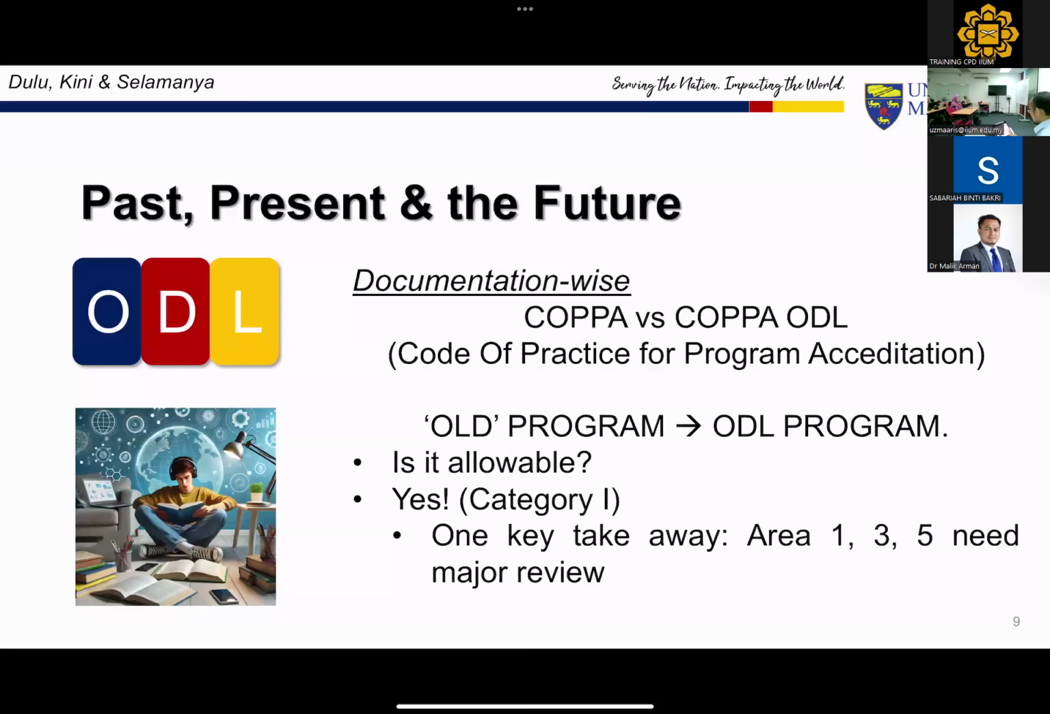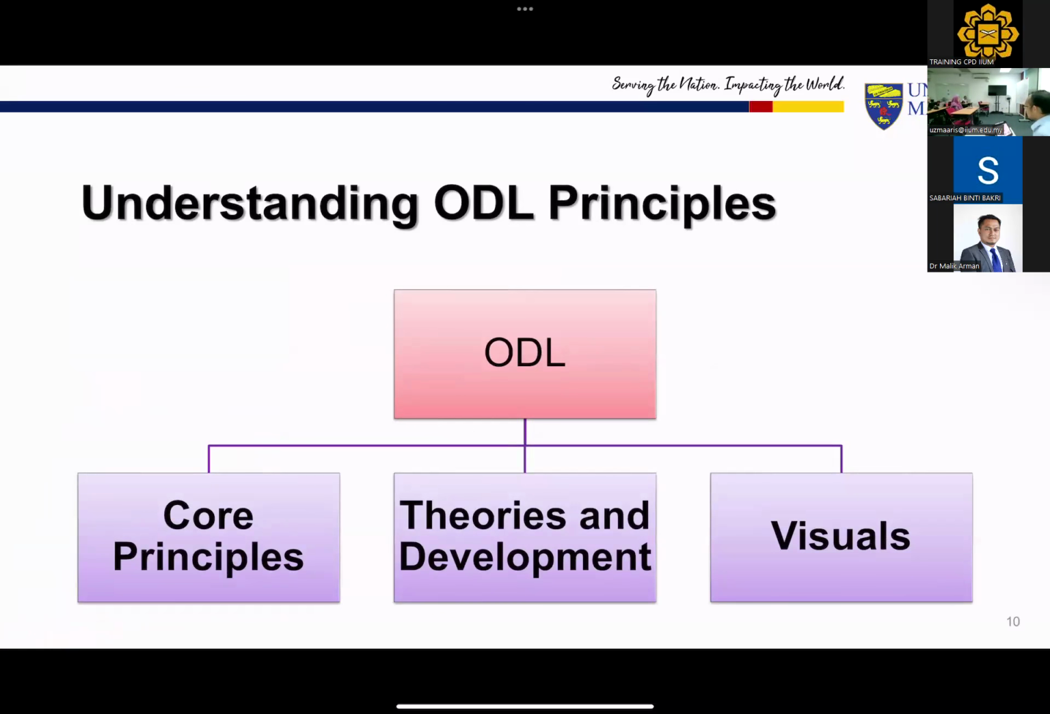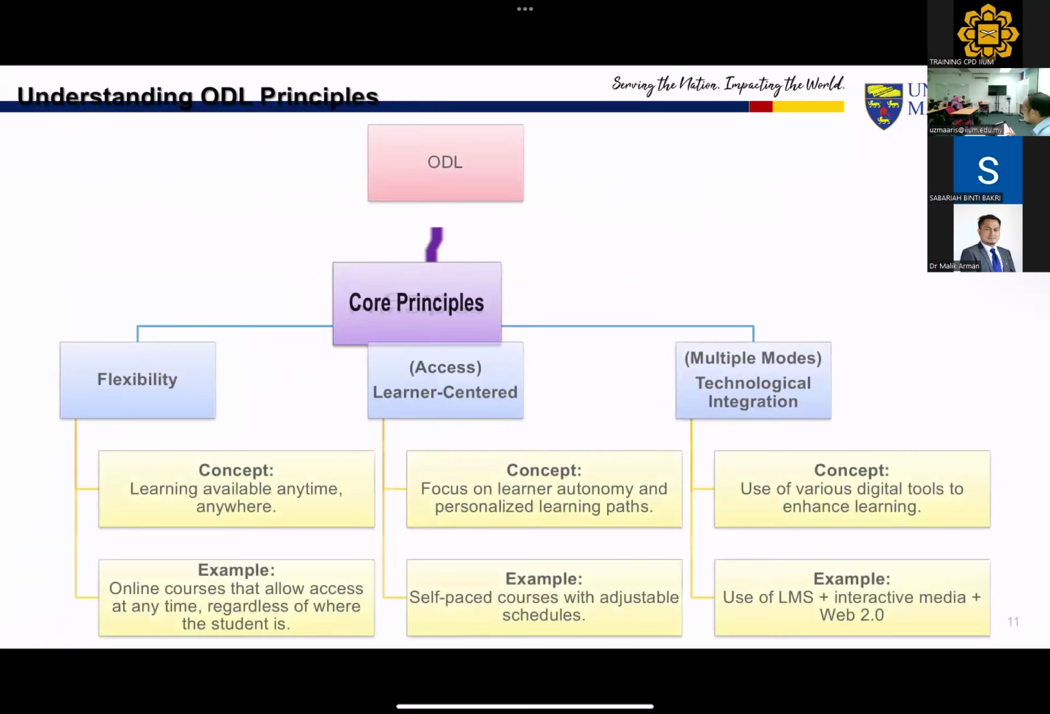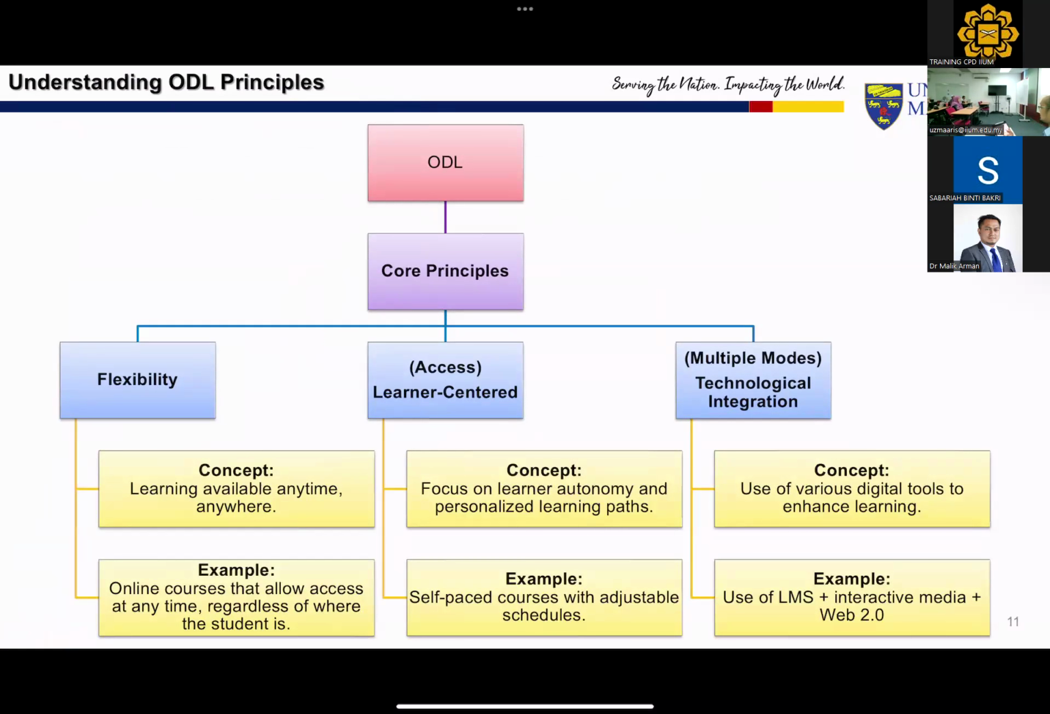All right. So understanding the ODL principles, there are three criteria. Number one, what are the core principles? Number two, theories and development related to ODL. And number three, visuals. So these are the three main principles. The core principles, as we've seen previously, are number one flexibility, number two access, and number three multiple modes. In terms of flexibility, because this is an introduction, I'm just going back to the basic concept.